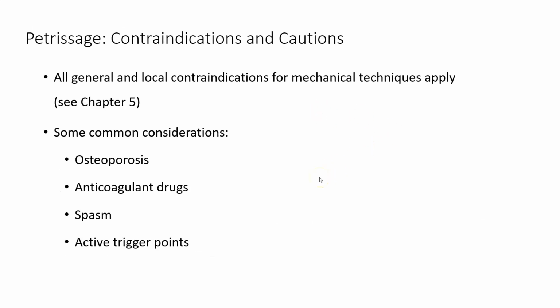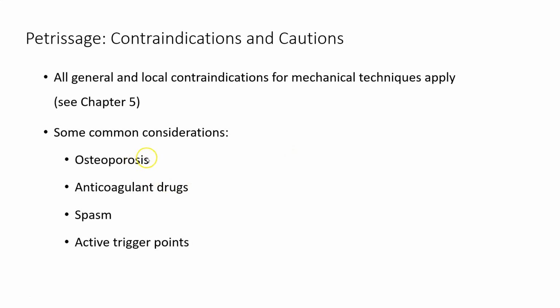Contraindications and cautions: again, as with any mechanical technique, they're in Chapter 5. Some common considerations, again, osteoporosis, right? Weakened bones, so we have to be careful with pressure. Anticoagulant drugs, again, they may bleed if you go too deep. Spasms, we have to be cautious with them, and active trigger points as well, which is more of a caution than a contraindication.